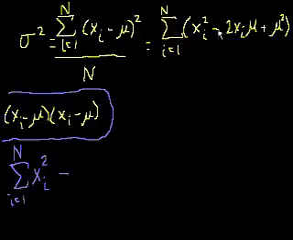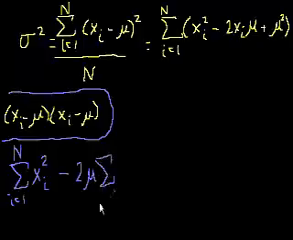But this was just a long way of saying that the sum from i equals 1 to n of the second term is the same thing as minus 2 times mu, times the sum from i is equal to 1 to n of x sub i.